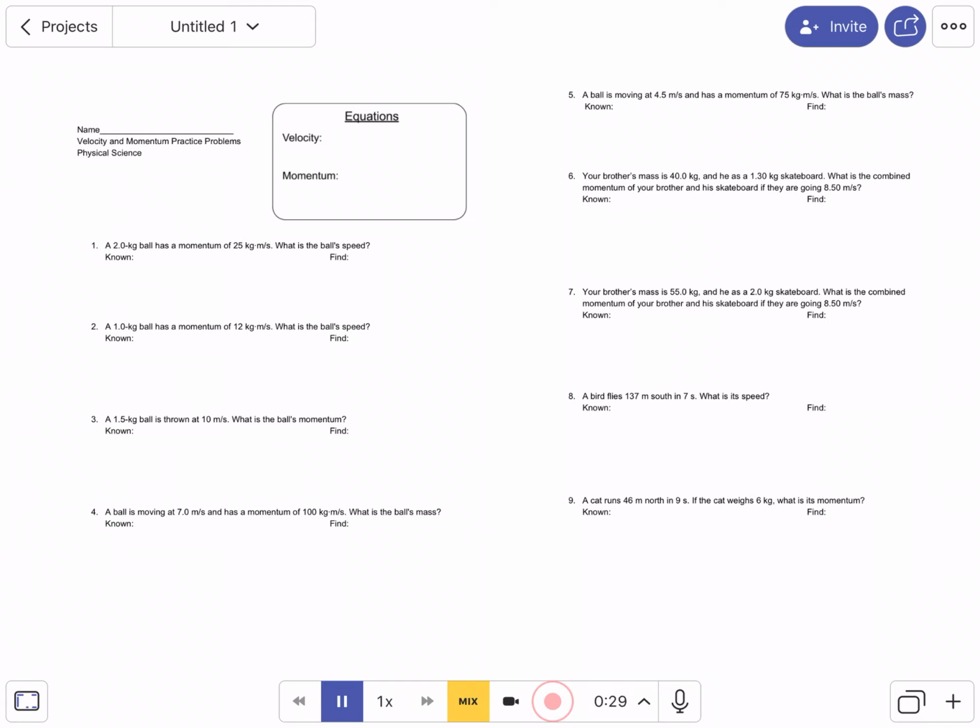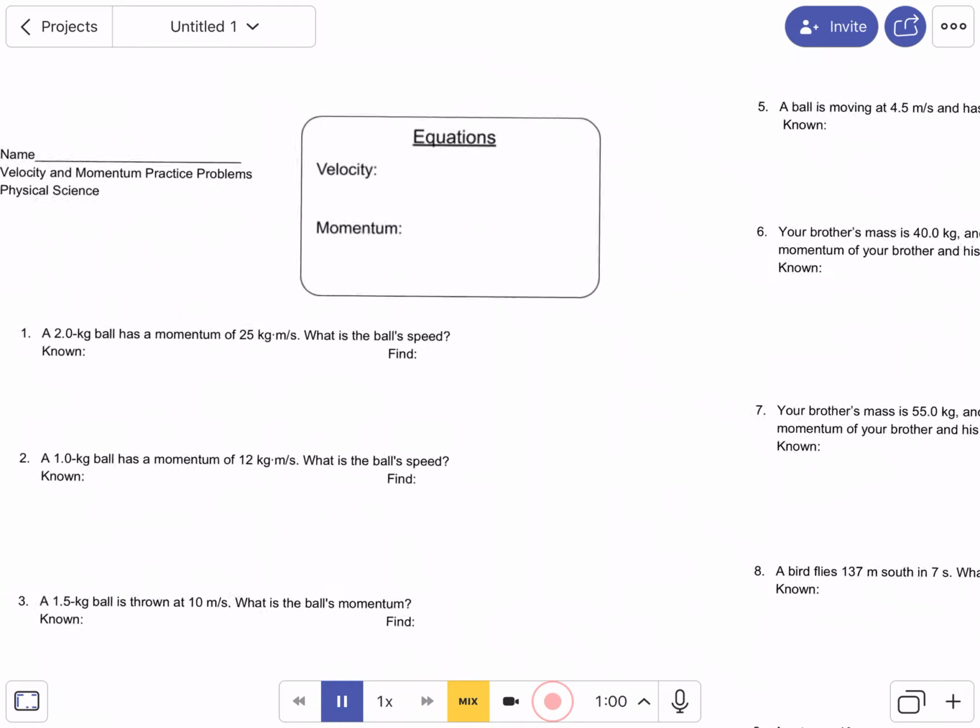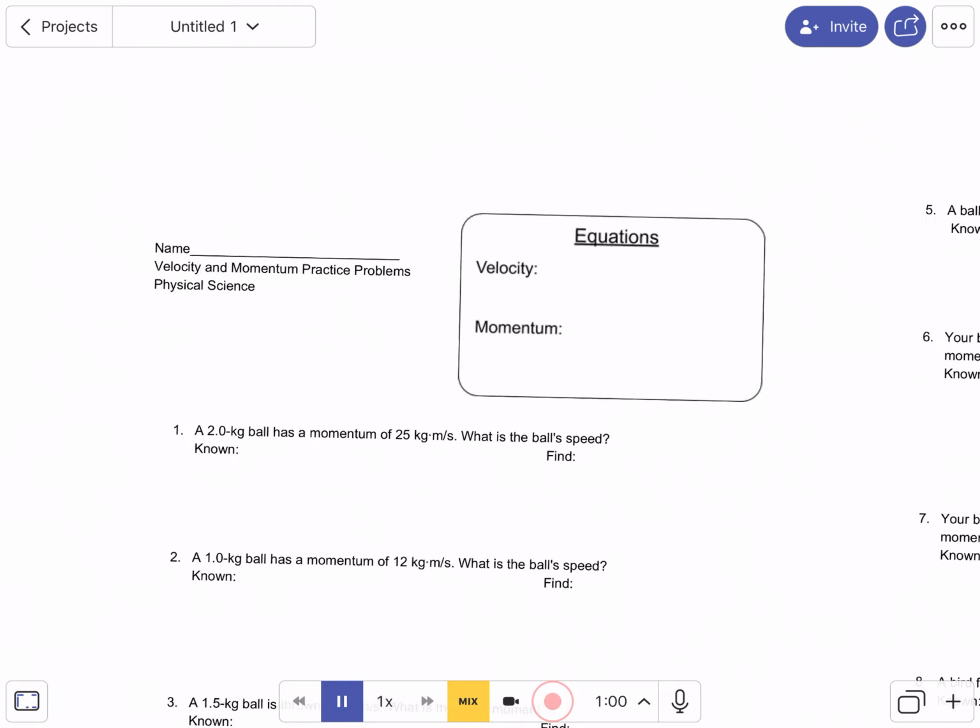Momentum is a new concept, so we've read about it, you've done a practice lab, you've heard about how collisions work in terms of conservation of momentum. So today we're going to do some calculations. It's a new calculation, but it is pretty simple. So there are 9 problems. We're going to do 4 of these together and then also go over the equation and what velocity and momentum are looking at.